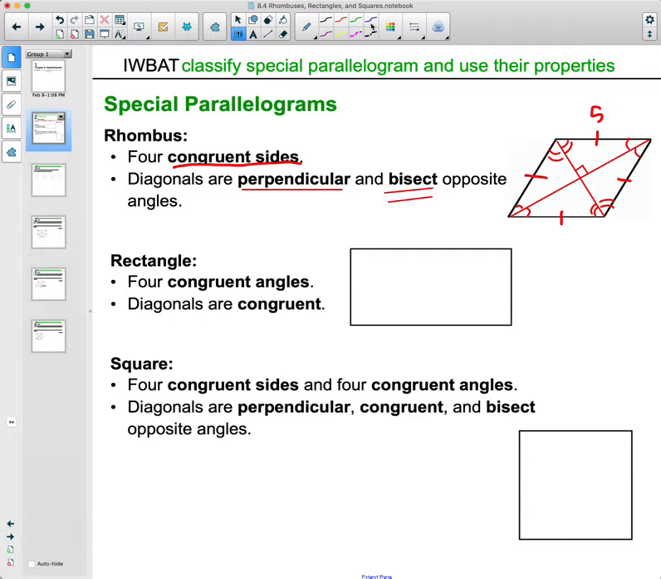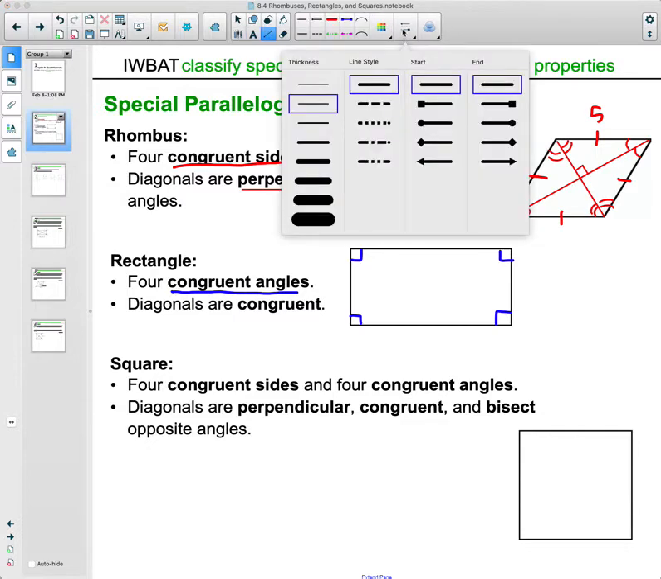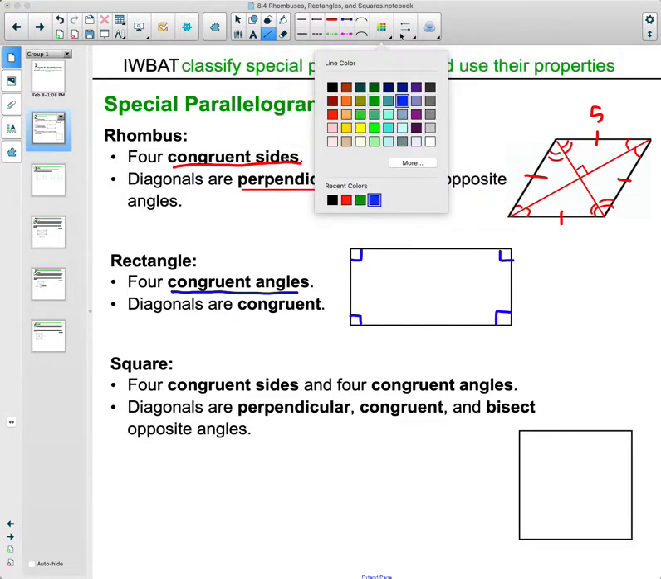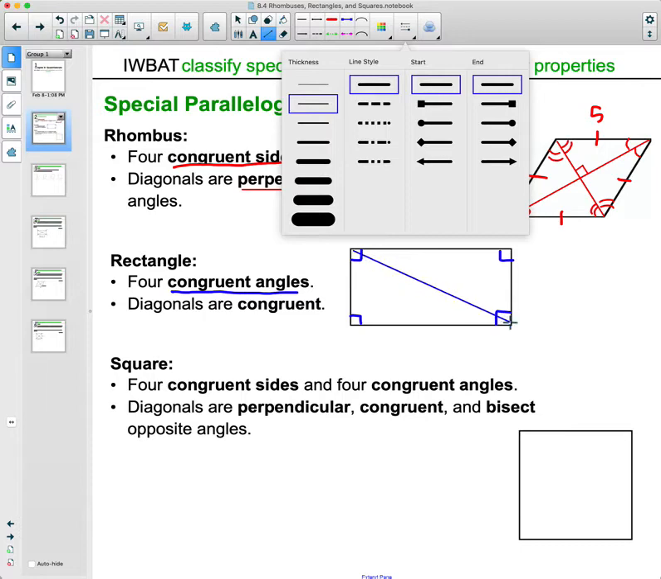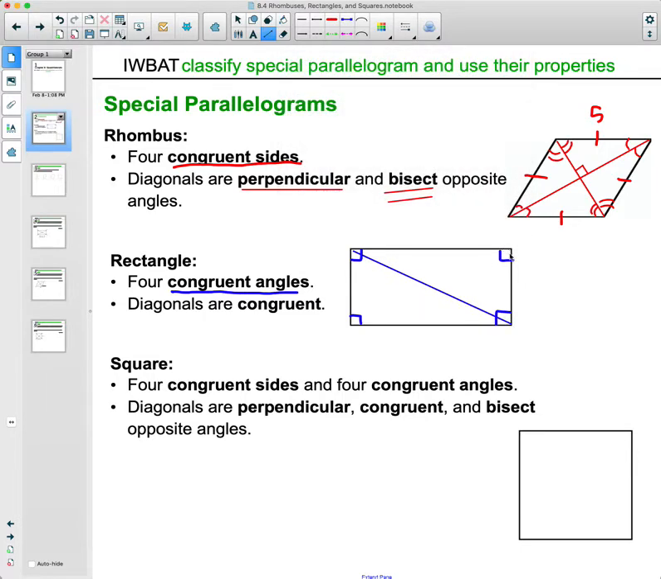Then a rectangle has 4 congruent angles. So for the rectangle, 360 divided by 4 is 90. So all of these angles right here are 90-degree angles. That makes it a rectangle. And then the diagonals themselves are congruent in a rectangle. So this diagonal is exactly the same length as this diagonal. Unlike these, you can see in a rhombus, this one is shorter than this one.